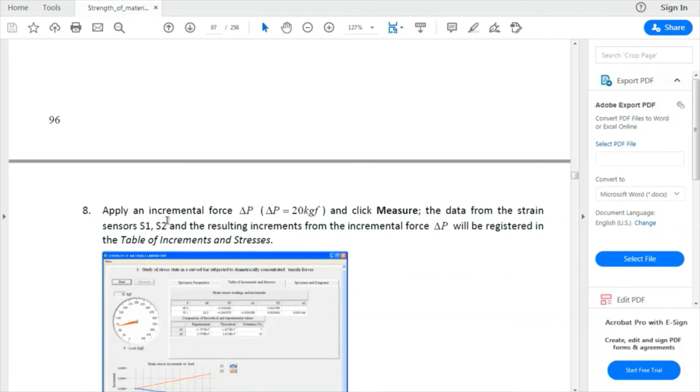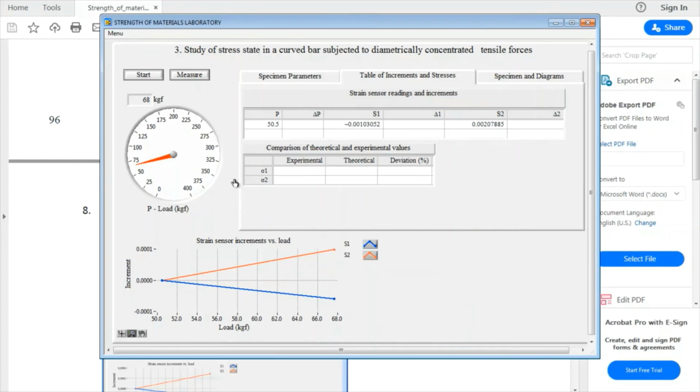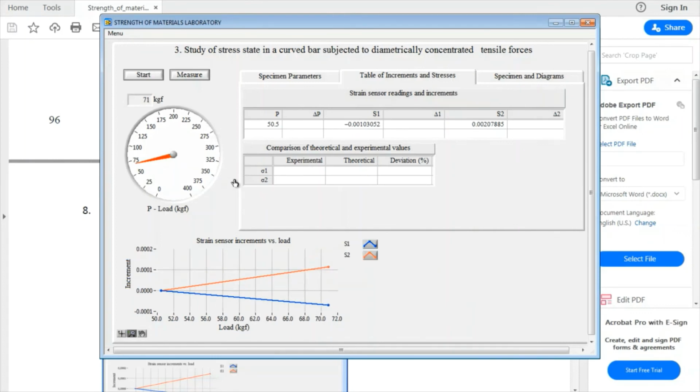Increase an increment of 20, so I will go and increase another 20. That means I need 70 kilogram force, and also click measure, and that's it. So now from these two readings I can find the stress on the bottom and also the stress on top, and I have the curves readings from sensor 1 and sensor 2.